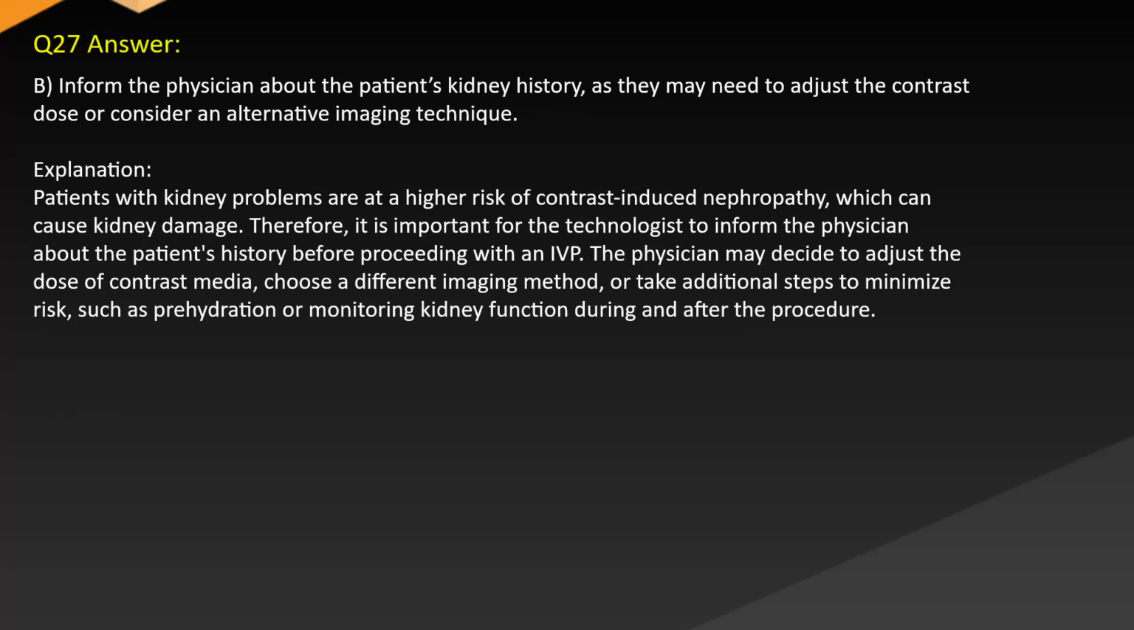Answer. B. Inform the physician about the patient's kidney history, as they may need to adjust the contrast dose or consider an alternative imaging technique. Explanation. Patients with kidney problems are at higher risk of contrast-induced nephropathy, which can cause kidney damage. Therefore, it is important for the technologist to inform the physician about the patient's history before proceeding with an IVP. The physician may decide to adjust the dose of media, choose a different imaging method, or take additional steps to minimize risk, such as prehydration or monitoring kidney function during and after the procedure.